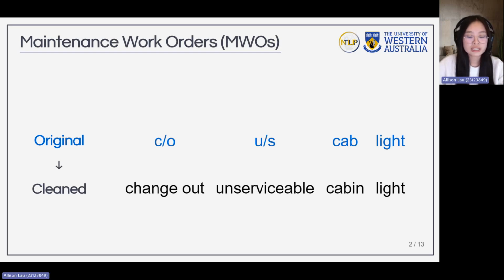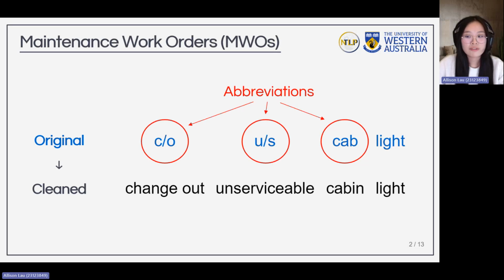So, they are used in analysis for informing maintenance strategies. But they are short, unstructured, and very technical. Technical meaning that they contain technical terms, industry-specific jargon, abbreviations, and sometimes also spelling mistakes.